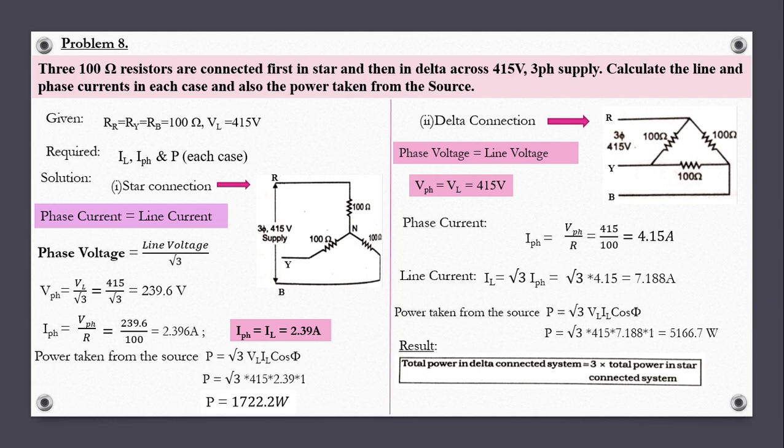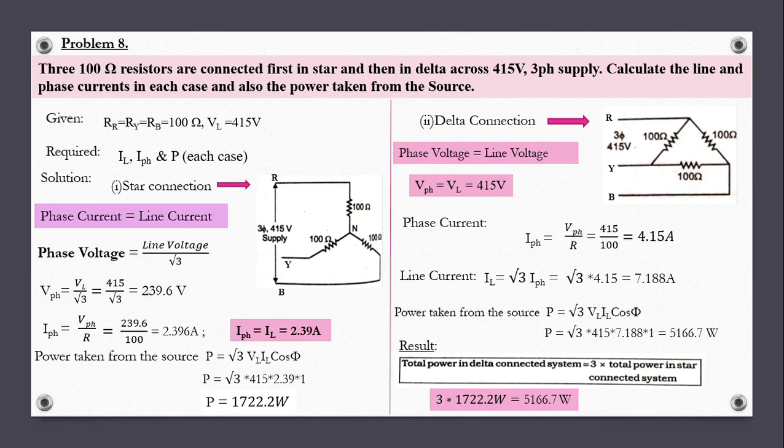Let us cross check the value. For that, the condition is total power in delta connected system is equal to 3 into total power in star connected system. Let us take the star connected system. Power from star connected system is 1722.2 watts. It is multiplied with 3, which is equal to 5166.7 watts. We can confirm that the power value calculated from star connection and the power value calculated from delta connection were correct.